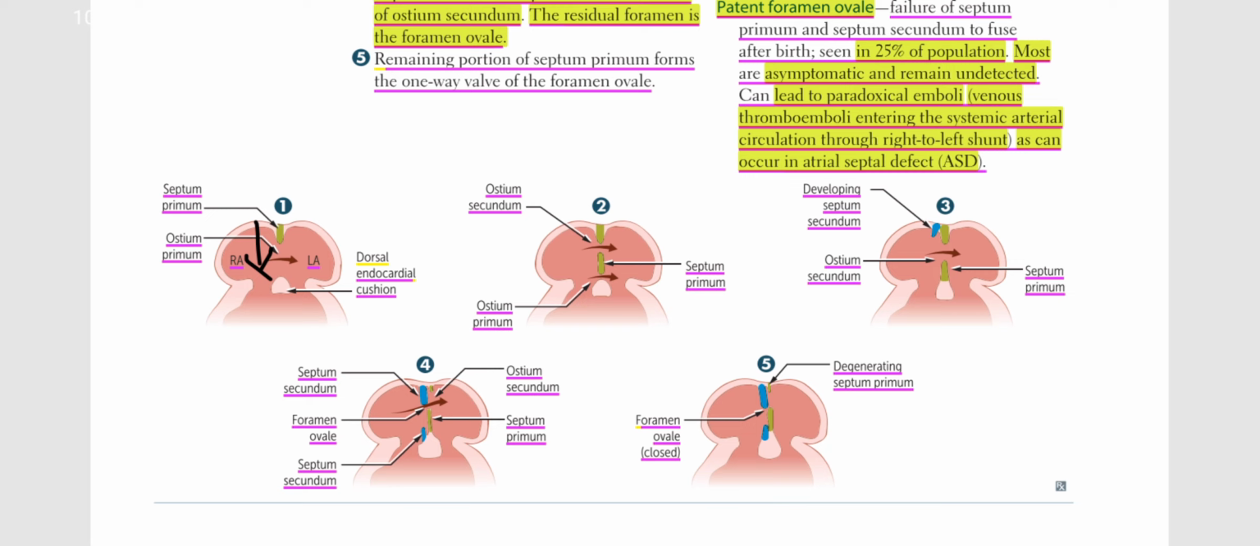In the fourth, the septum secundum on the right side increases, and we have the septum primum; these two come close. The ostium secundum is there. When the septum secundum and septum primum come close, a foramen is formed, the foramen ovale, and we also have the septum secundum. Then the foramen ovale is being closed as the septum primum degenerates. Let us see it again.